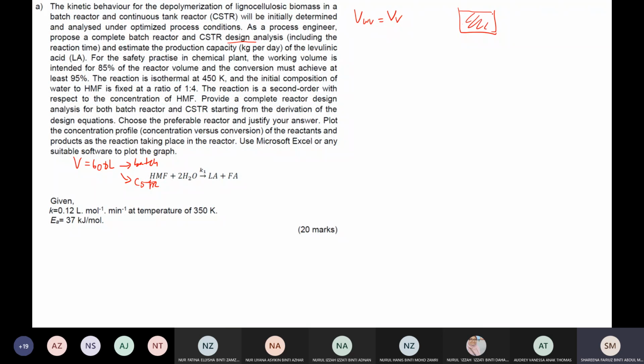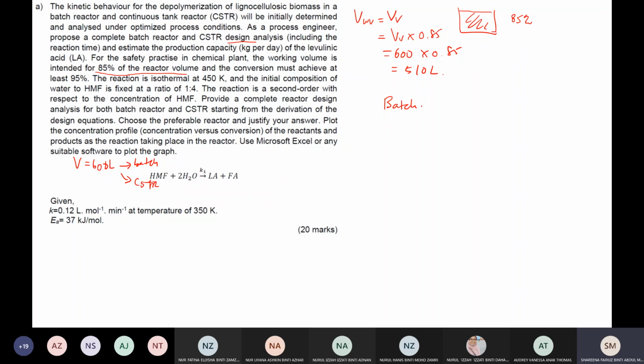So selalunya dia akan ada range of the volume. So kalau dia mention dalam question dia nak 85%, you kena darab volume of reactor tu times with the 0.85. Kalau dia tak mention, just assume lah working volume ni akan sama dengan V reactor macam biasa kita buat. Okay, so dalam sini dia bagi 600 liter, so 600 liter ni times with the 0.85. Okay, so you akan dapat around 510 liter.